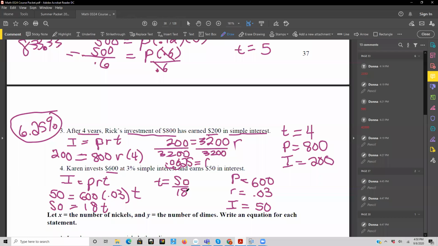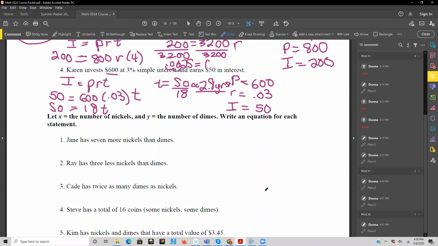I get 2.7, 2.8 years. Well, we'll just do it to tenths because we don't need to do much. So that's about 2.8 years that it's going to take her to save $50 in interest. Okay, so it's all about reading, plugging in variables, making a list is helpful, and making sure your answer is reasonable.